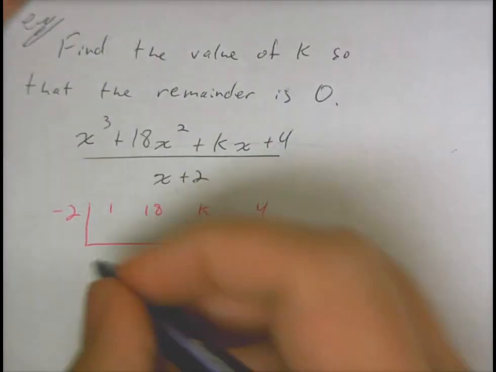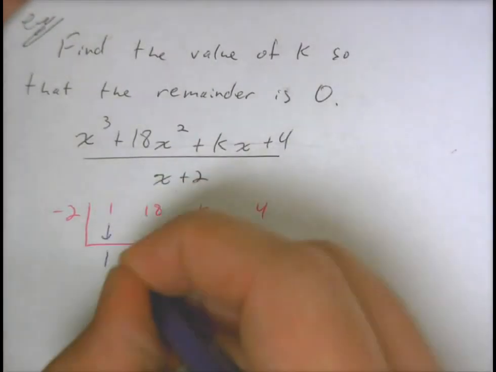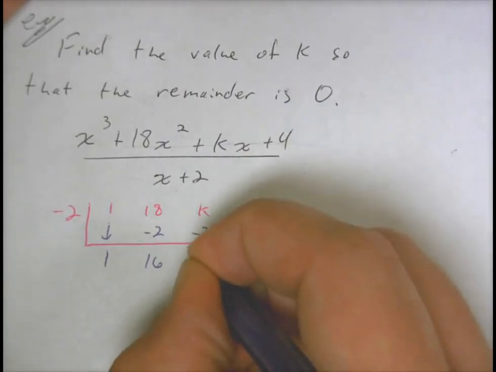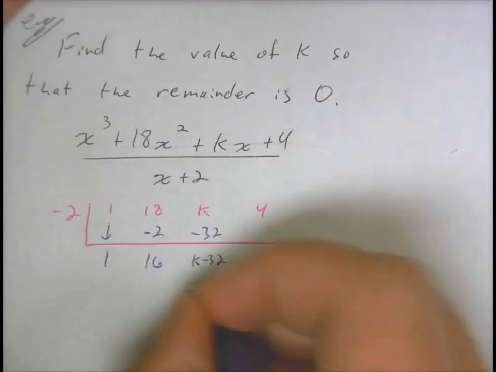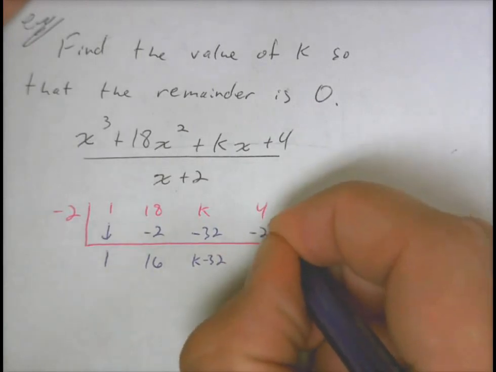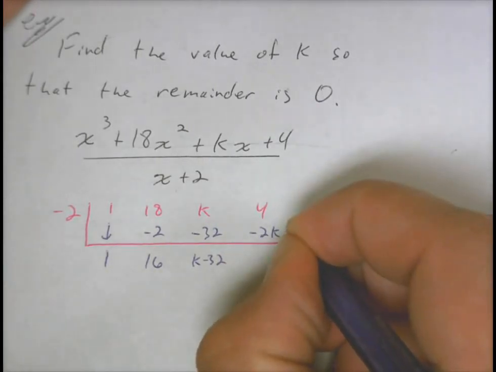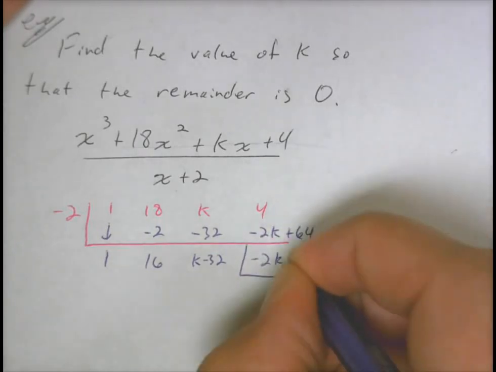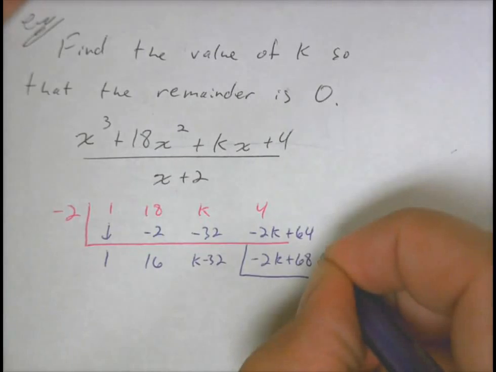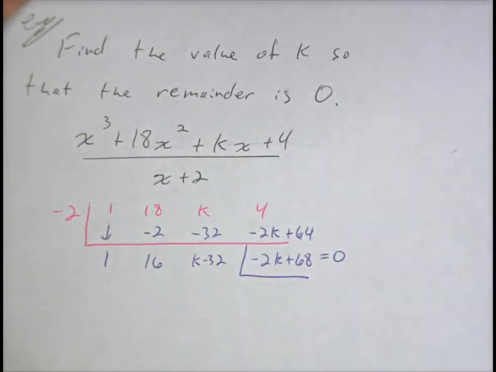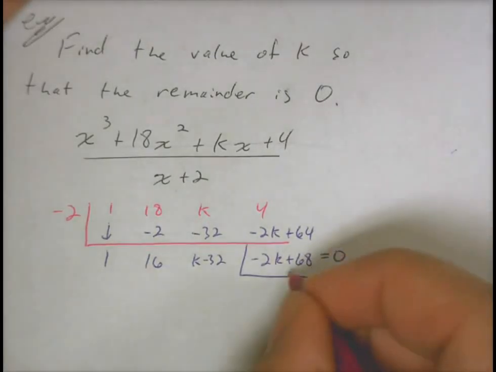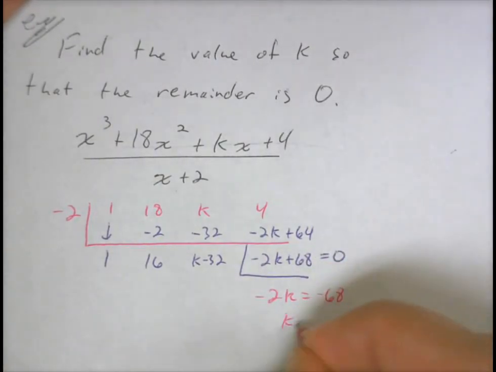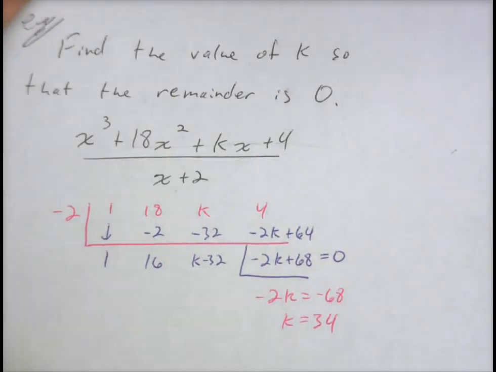So in doing my regular synthetic, I have 1, negative 2, 16, negative 32. This will be k minus 32, and then if I multiply by negative 2, don't forget to multiply all your terms, so negative 2k plus 64. And then my remainder will be negative 2k plus 68, but I want that to equal 0. So in order to solve for k, I can move over the 68, so negative 2k equals negative 68, divided by negative 2, and k is 34, hopefully.